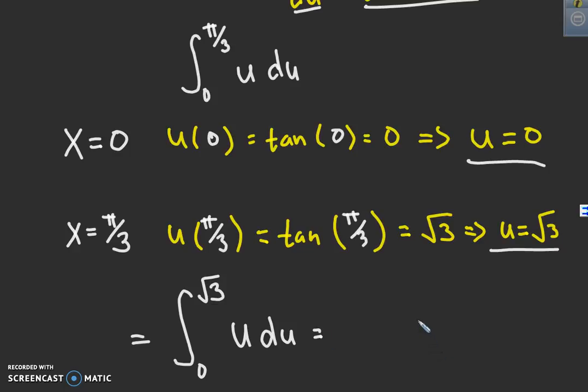And the rest is pretty easy. Go ahead and just integrate that. So integrate u squared, we get u squared over 2 from 0 to radical 3. You guys finish this, pause the video, and finish this, and I'll show you the answer right now.